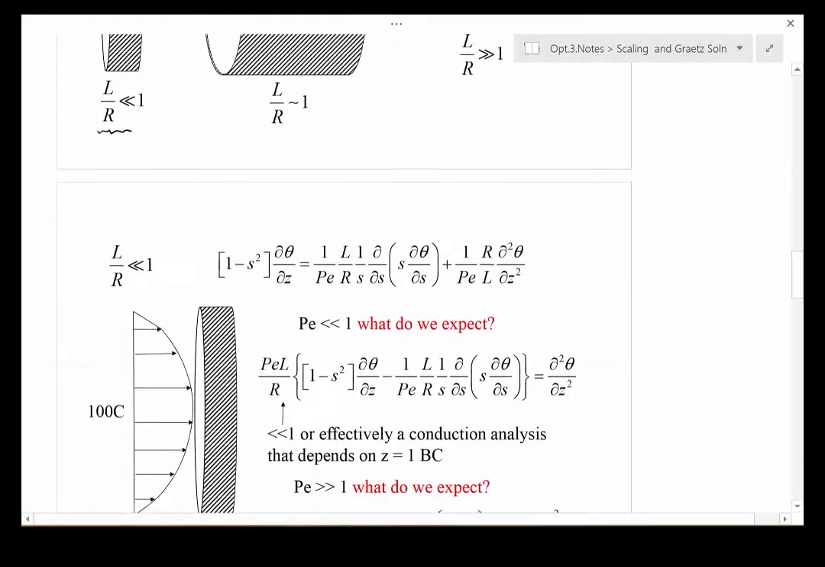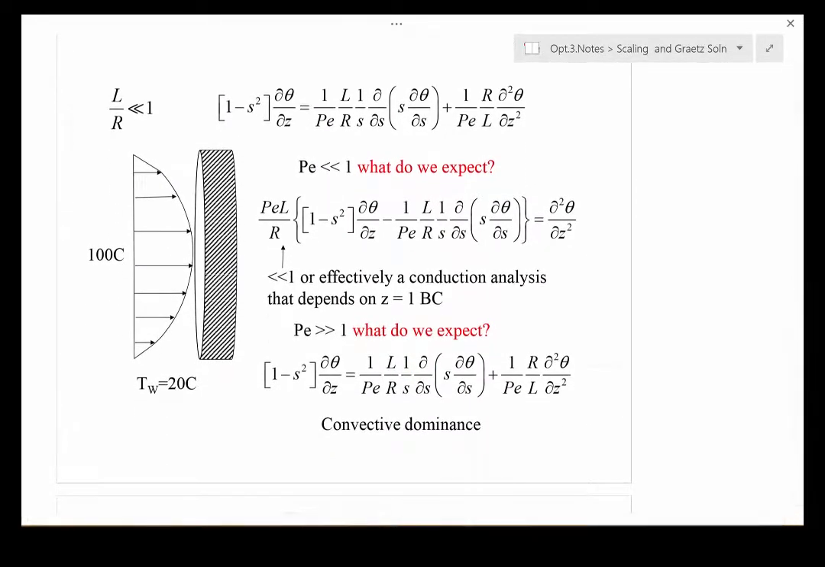So just to quickly move through this, when L over R is small, the geometry is shown here. What this corresponds to is we can think about a couple of different problems. We can think about a problem where the Peclet number is small. So a small Peclet number means that it's really just a conduction problem. By modifying this problem, we just multiplied by Peclet L over R. So we're multiplying by the coefficient of this term.